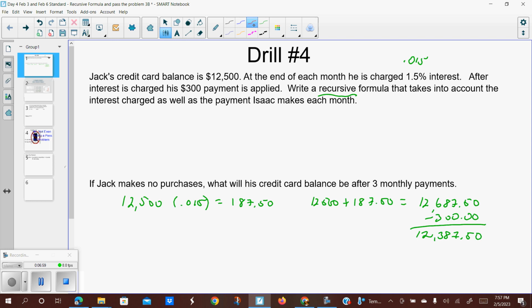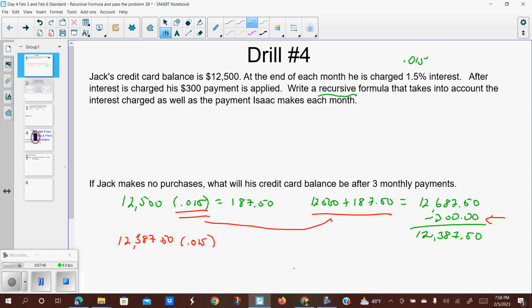Then at the start of the second month here, now our new balance is $12,387.50. And the same thing is going to happen. We haven't paid off the whole thing, so they're going to charge us 1.5% interest, and so on. And this pattern is going to keep going. There's a way to do this without actually doing the multiple steps. So the first step was we multiplied by the 0.015, and then we added that value to the original amount, and then we subtracted the $300 right here. We can combine these first two steps.